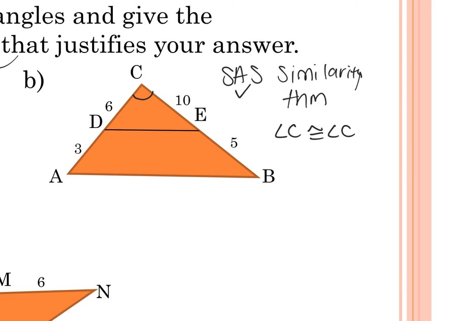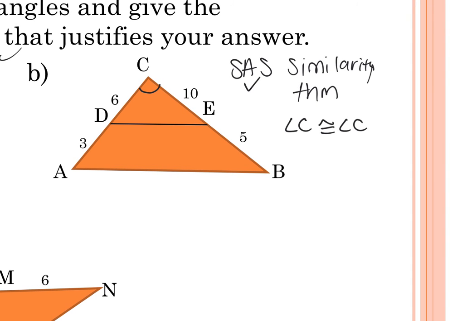Giselle? So wait, you would do CD and CA? Good. CD over CA needs to be proportional to what? CE and CB? Good. CE over CB. Do you guys see how we're taking the smaller side of the top triangle over the bigger side of the whole thing? So it's CD over CA, and then this is CE over CB, okay? So my numerator is the smaller one, my denominator is the bigger one.